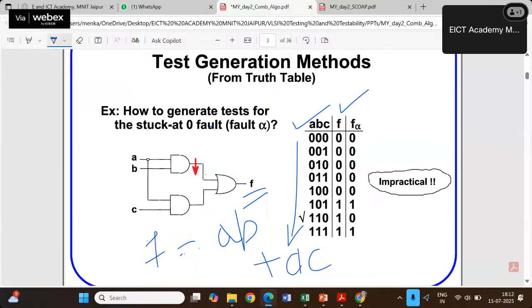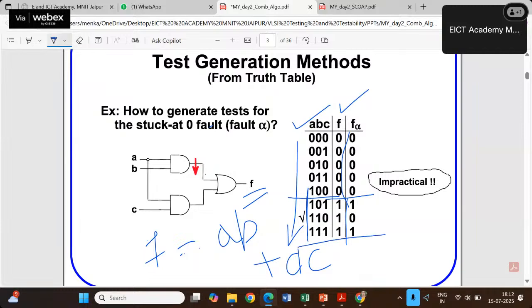So for this combination, we will be doing the entries and we will find that f is 1 only if, along with a, either b or c is 1. Along with a means a is expected to be 1, and out of b and c at least 1 is expected to be 1. So these 3 are the entries for which f is 1.